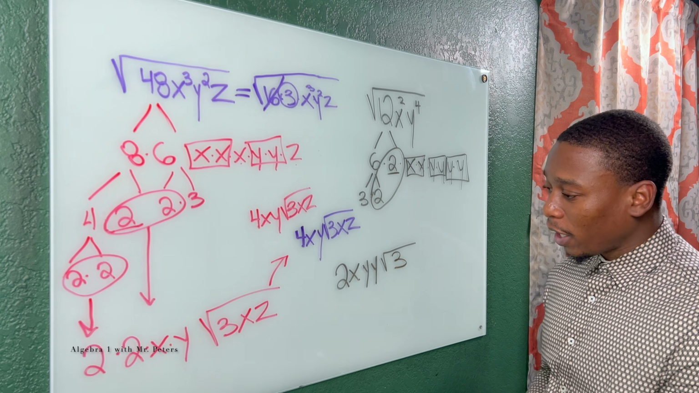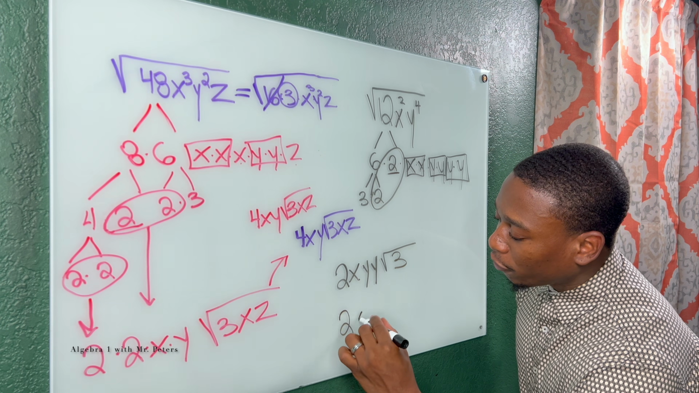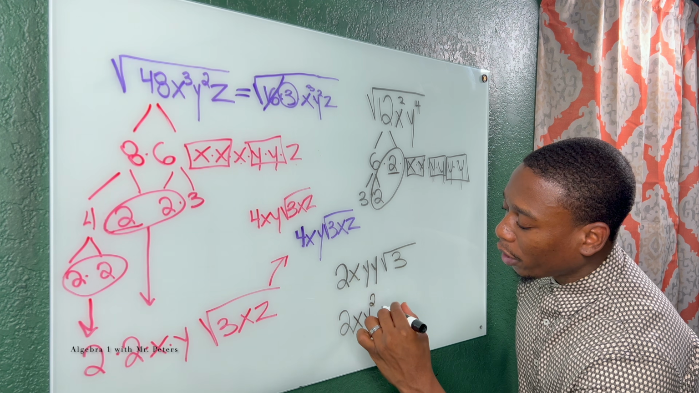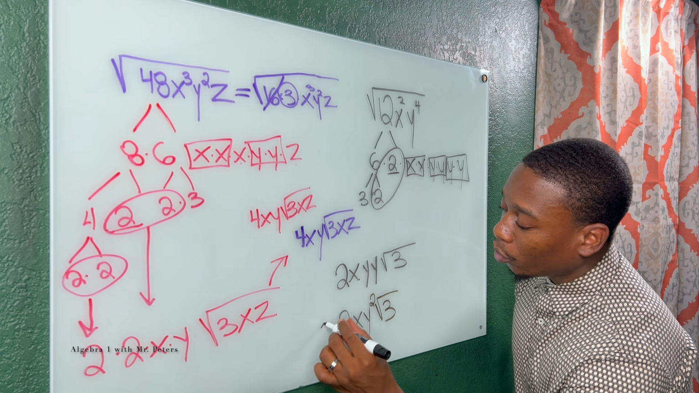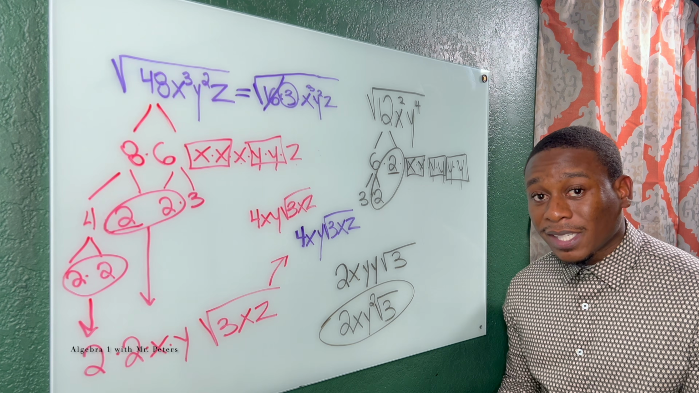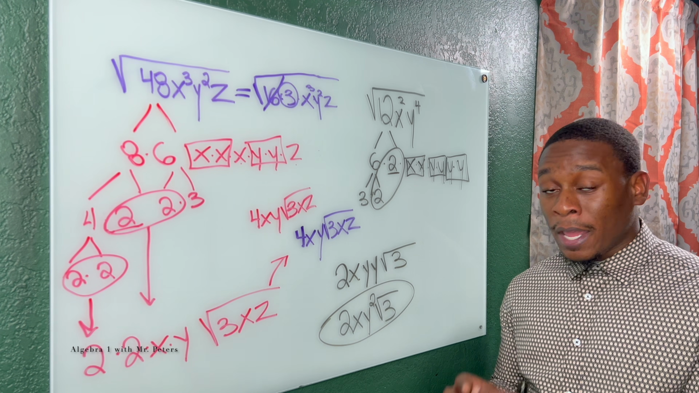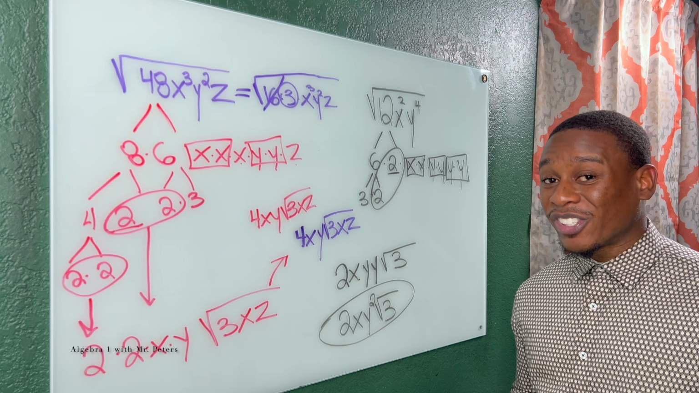And when we simplify the expression even further, we're going to have 2xy squared times radical 3. And this is how you could solve radicals even without knowing your perfect squares 100%.